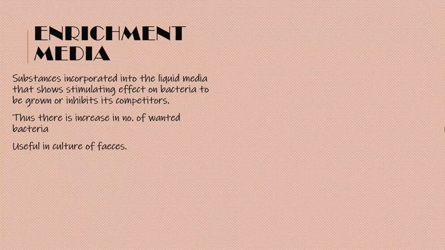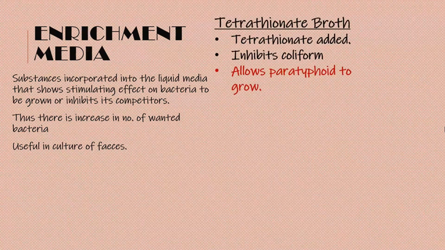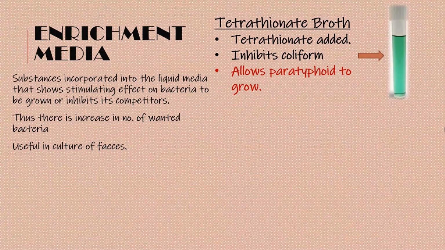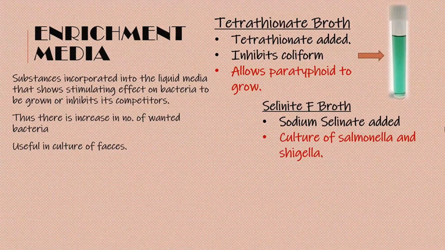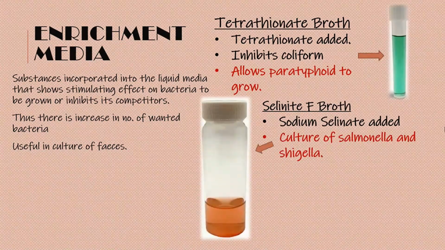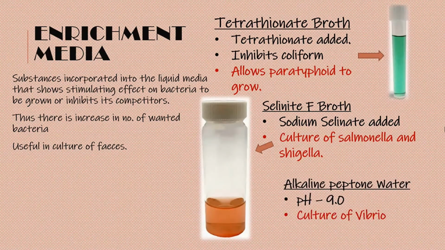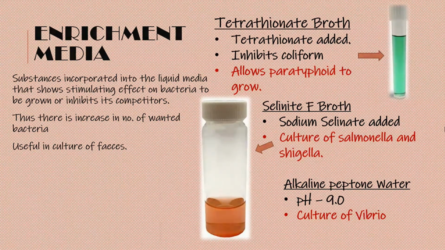The examples of enrichment media are the tetrathionate broth, where tetrathionate is added to the nutrient broth. It inhibits coliform bacteria and allows paratyphoid bacteria to grow. The selenite F broth. Here, sodium selenate is added to the nutrient broth and it helps in culture of Salmonella and Shigella. Other example includes alkaline peptone water, whose pH is 9. It is used in culture of Vibrio.